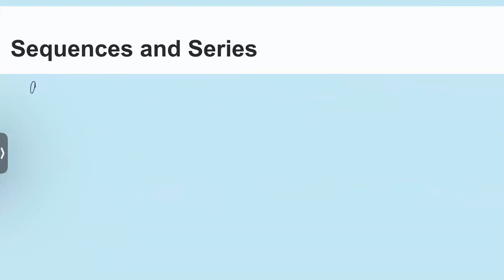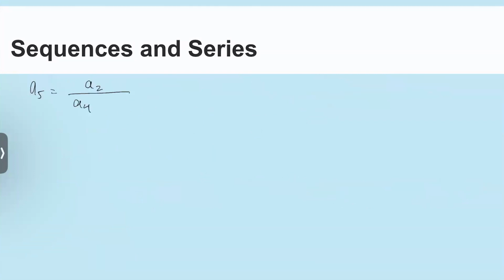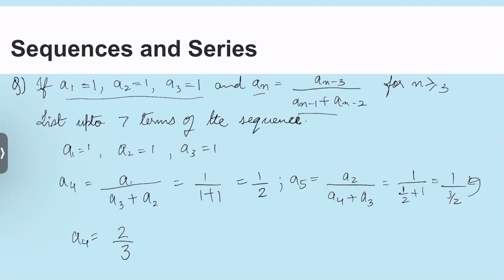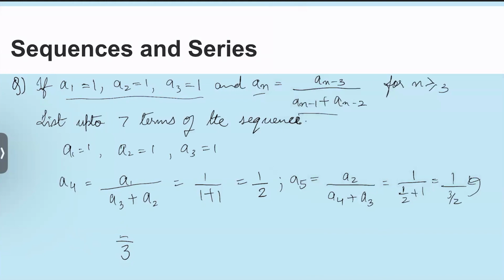So let's find A5. So A5 again you have a(n-3), so 5 minus 3 is 2. And then you have a(n-1), so that is A4. Sorry, we have done A5, we have to find A6. Okay, so I'll just write A5 below. A5 is equal to 2 by 3.